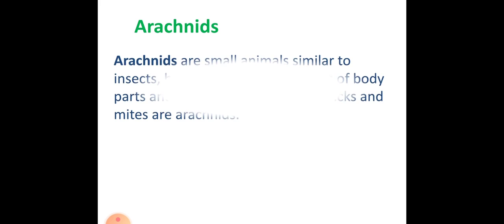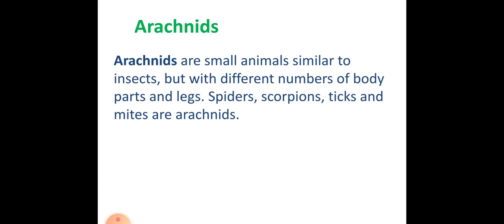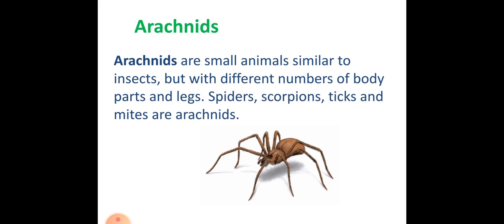Arachnids. Arachnids are small animals similar to insects, but with different numbers of body parts and legs, like spiders, scorpions, ticks and mites. Arachnids mostly have 8 legs.